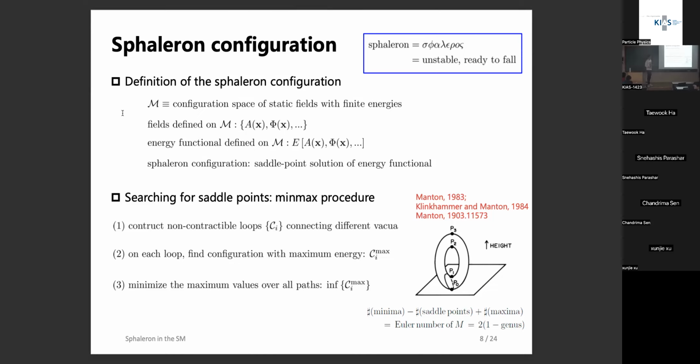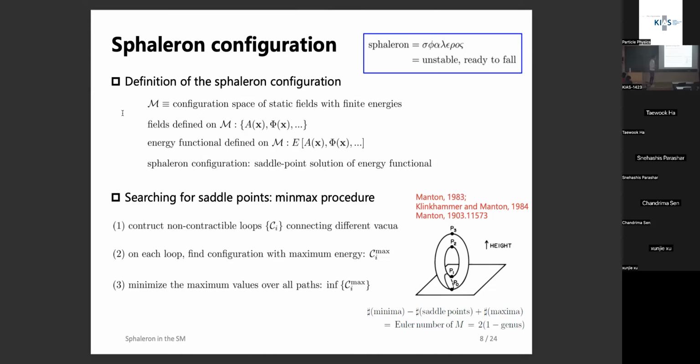So we can check it quickly: we have one global minimum and one local minimum, two saddle points and one local maximum. So this indeed vanishes. Then how to use the min-max procedure to find the saddle point?